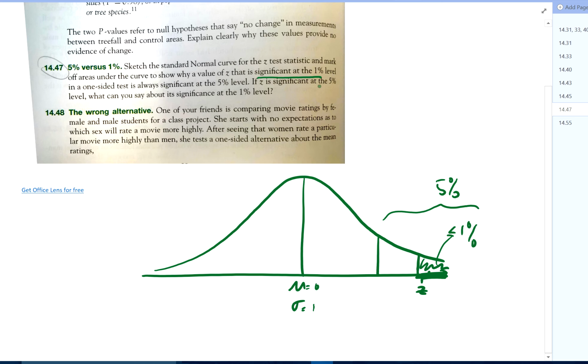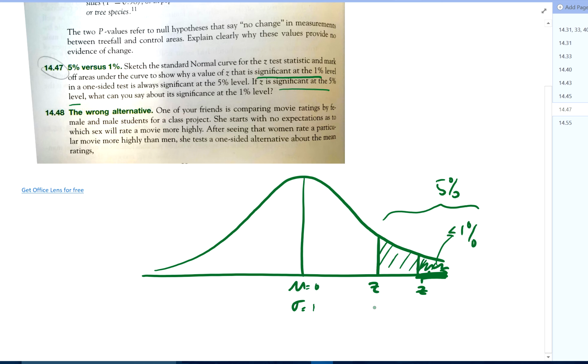Now, what about the other way? If it's significant at the 5% level, say it's this point right here, there's a 5% chance of it happening or more extreme. Or I'll go different. Oh, my colors are hidden, sorry. If there's a 5% chance of this happening, does that mean it's significant at the 1% level? And the answer is no.